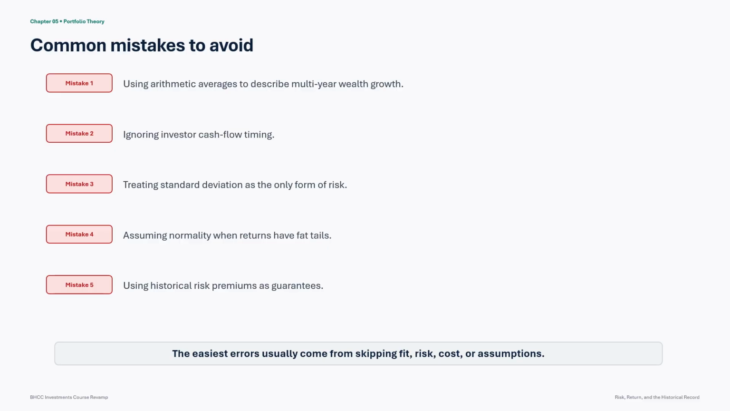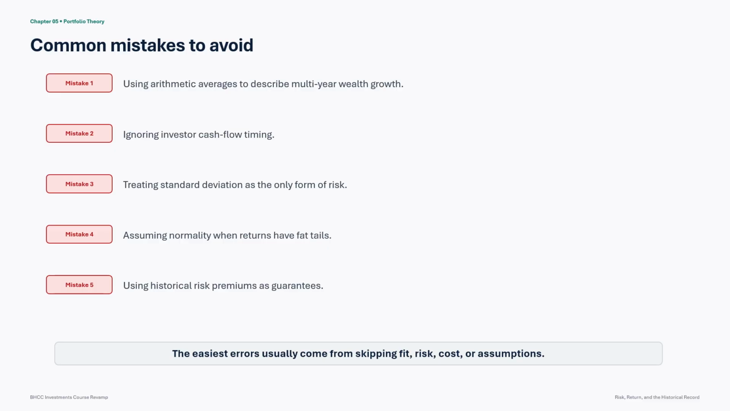Mistake 2 is ignoring cash flow timing. A fund can report a respectable time-weighted return, while an investor earns much less by buying after a rally and selling after a decline. Performance chasing turns timing into a hidden cost.